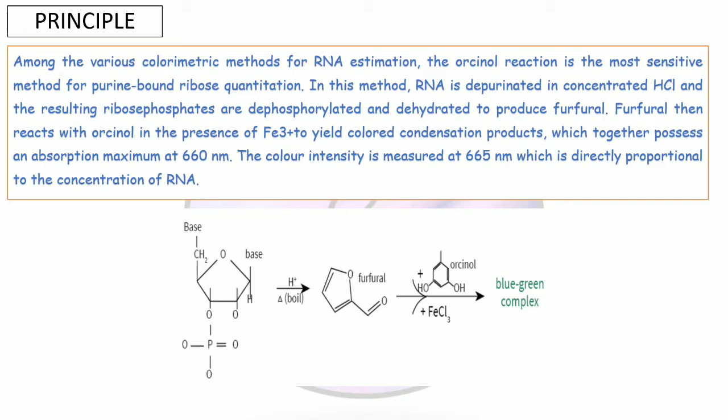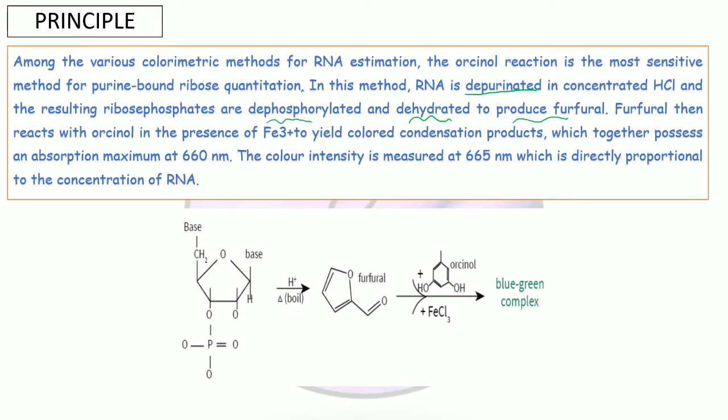Now we will be studying the principle of quantitative estimation of RNA by Orcinol method. Among the various colorimetric methods for RNA estimation, the Orcinol reaction is the most sensitive method for purine-bound ribose quantification. This method is going to give you the amount of RNA only which is associated with the purine bases. Why? I'm also going to mention that. In this method, RNA is first depurinated in concentrated HCl, and the resulting ribose phosphates are then dephosphorylated, and further dehydrated to produce furfural.